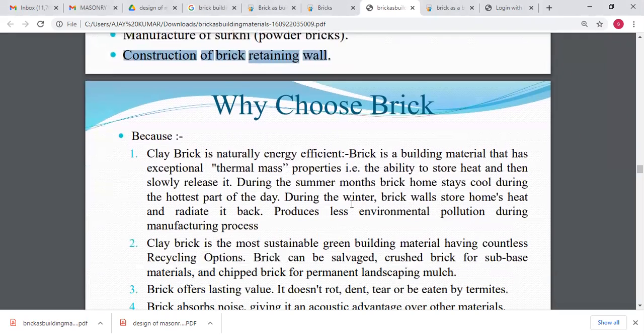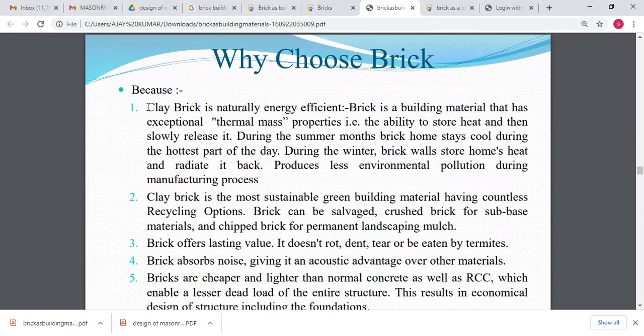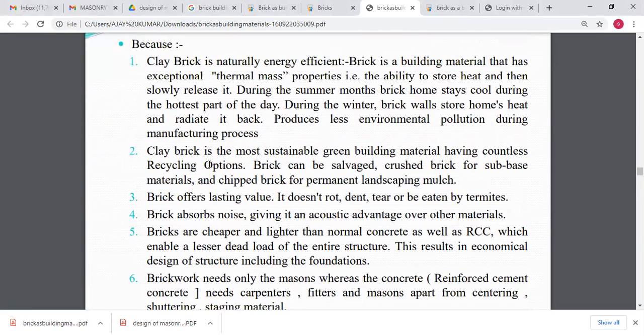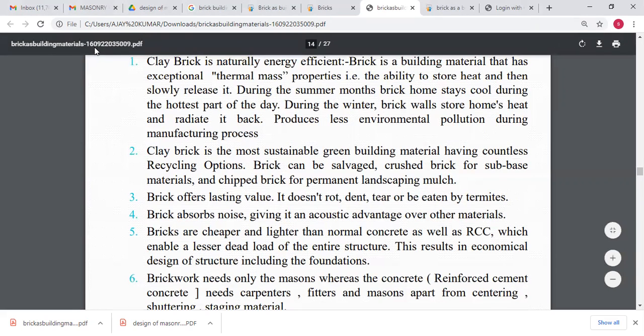Why do we choose brick? Because clay bricks are naturally energy efficient, eco-friendly for climatic conditions, and resistant to heat. The building may have exceptional thermal properties. It has the ability to store heat and then slowly release it. So in summer, the bricks may stay cool during the hottest part of the day. That's why bricks are most useful.